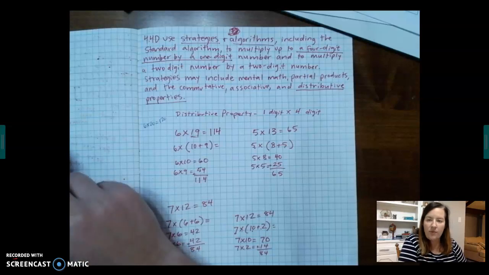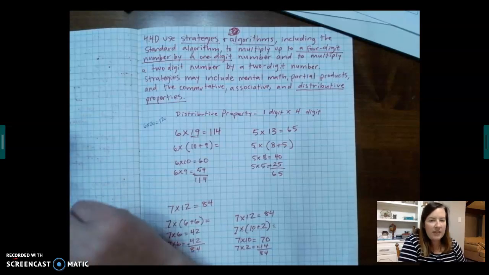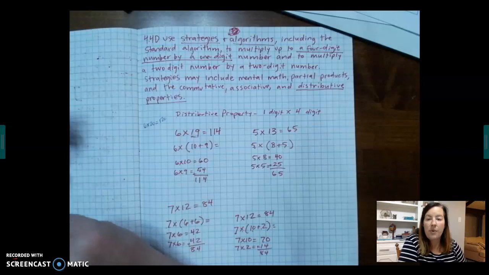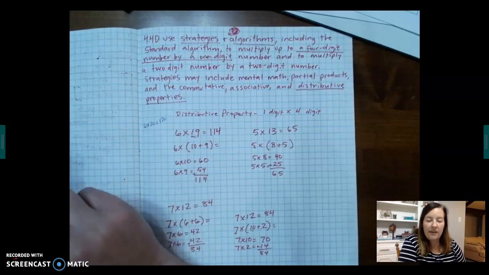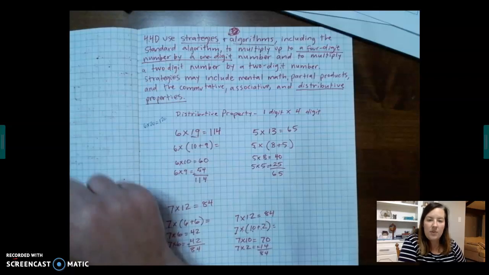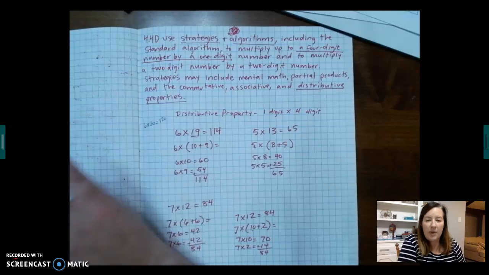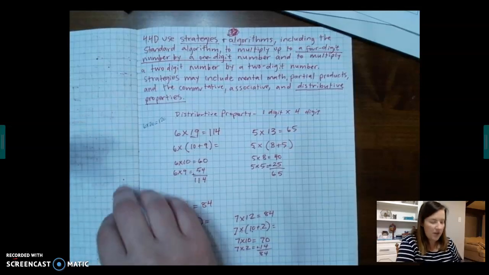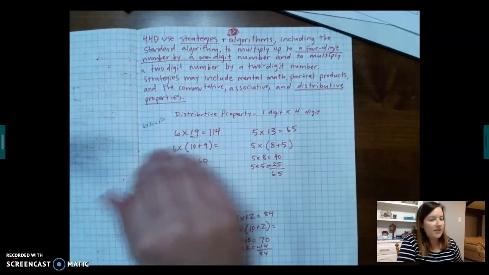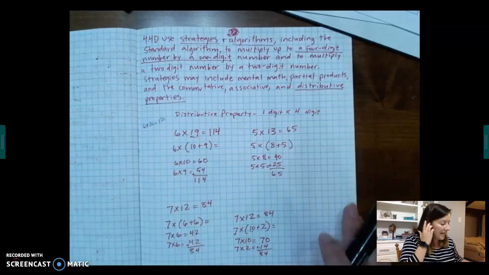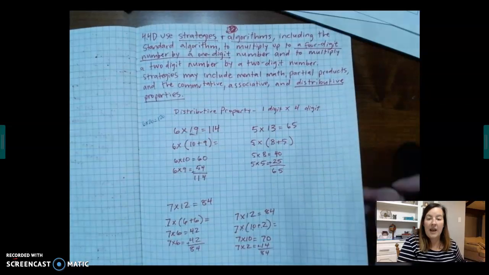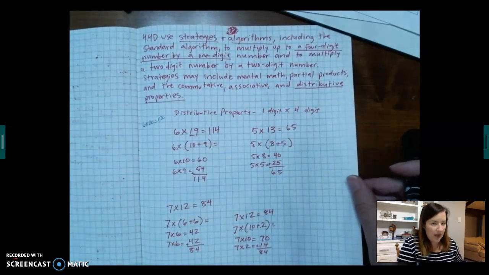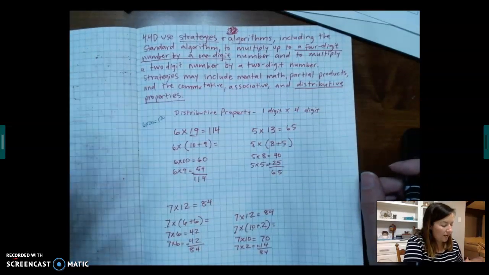So the TEK is 4.4D, which is all about using different strategies and algorithms to multiply numbers. Remember, this week we're focusing on multiplying by a one-digit number, and next week we'll start working on multiplying by a two-digit number. Yesterday we did multiplication using the distributive property. Today we're going to learn a new strategy called using area models to help us multiply a four-digit number up to a one-digit number.